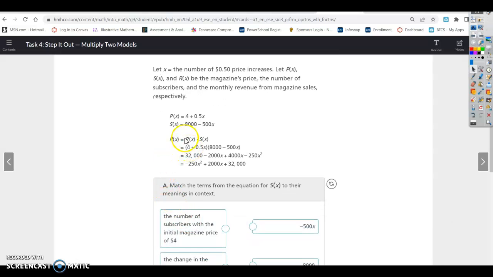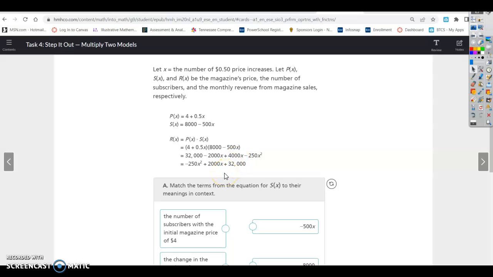And then R of x. The revenue is going to be the price times the subscribers. So we're going to have 4 plus 0.5x, that's 4 plus 50 cents x, times 8,000 minus 500x. Remember, when you multiply two binomials, you have to use the distributive property. So they're going to do 4 times each term here, and then the second term in the first binomial by each term in the second binomial. Once they do that, they get two terms in the middle with x, and they can combine those terms.